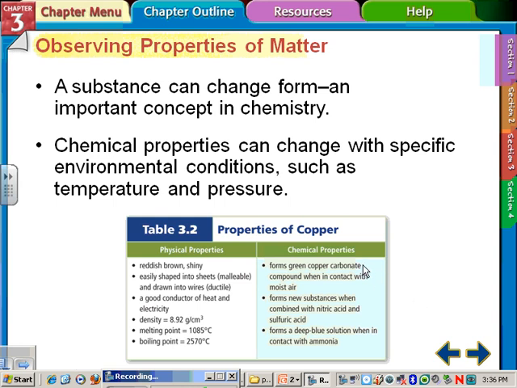So these are the chemical properties. If copper reacts, it can form a greenish color, when it comes into contact with moist air, like the Statue of Liberty, or sometimes roofs of buildings are made of copper and they start to turn a greenish color. It's called patina. It forms new substances when combined with nitric acid and forms a deep blue solution in contact with ammonia. So that brings us to how do we determine if it's a physical versus a chemical change? We're going to be investigating that a little further pretty quickly.